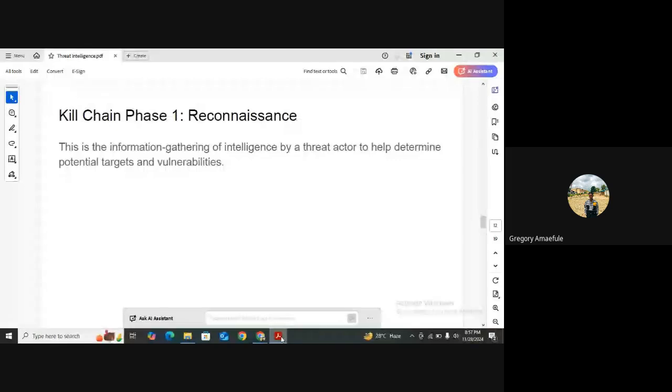So as a SOC analyst, it's your function to try to reduce the surface area of information that is available externally. Yes, try to reduce the surface area. You're trying to make sure that a threat actor doesn't have enough information to carry out a successful attack.